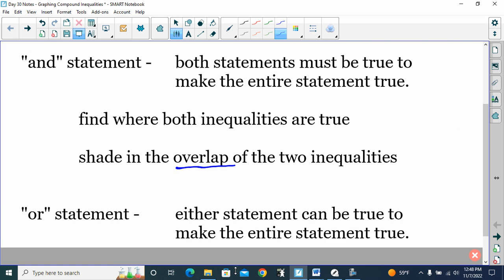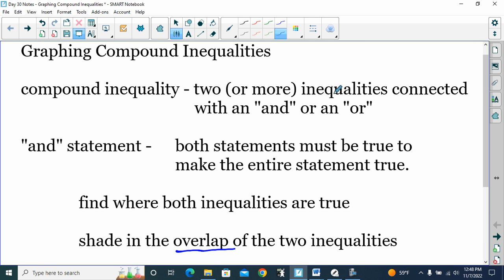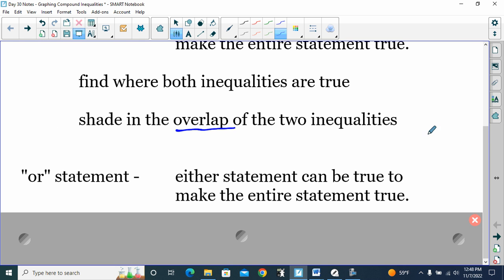For an or statement, or means either one. Either statement can be true to make the entire statement true if it says or. Way up here we use an or, two or more inequalities connected with an and or an or. It doesn't have to be both, it could be either one, right? So for an or statement, either one could be true, making the entire statement true.